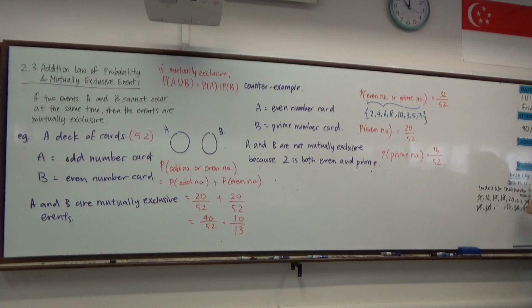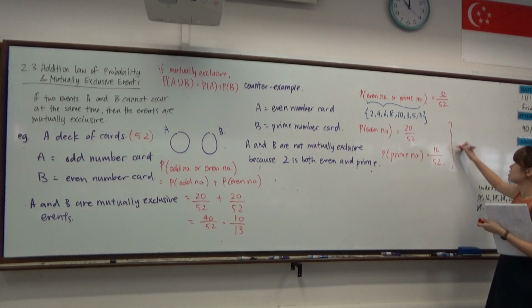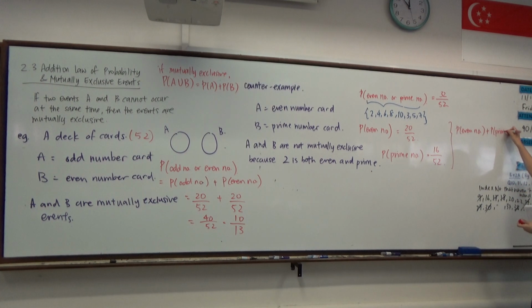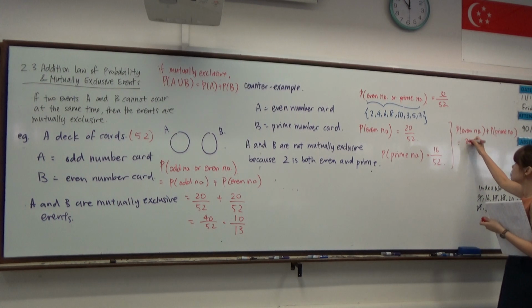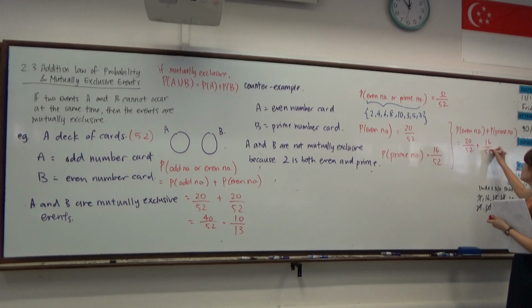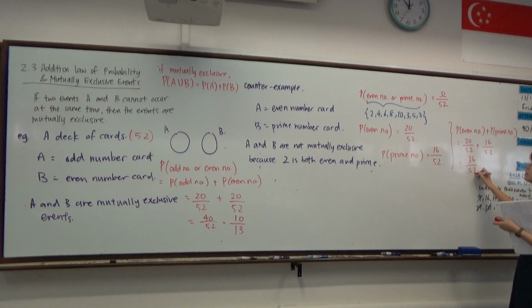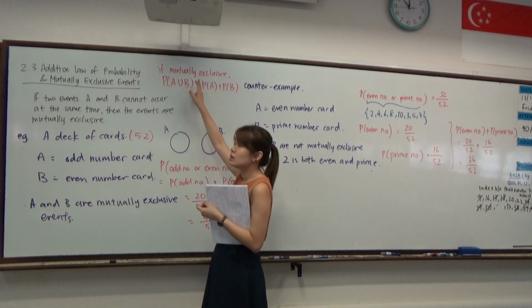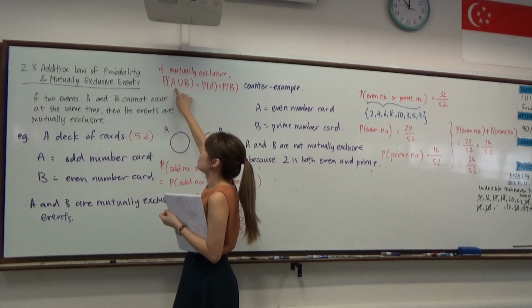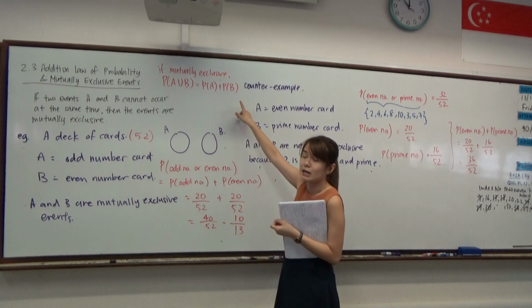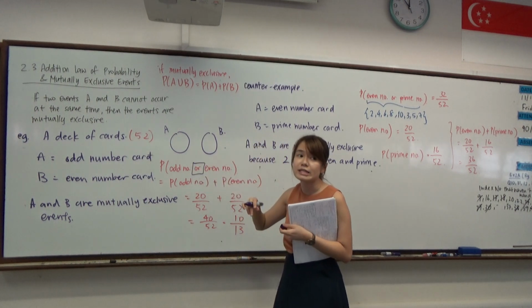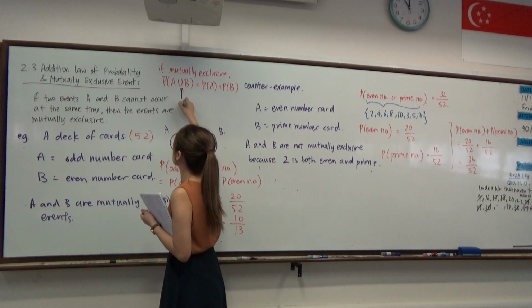Are you all following me so far? But if I were to take the probability of even number plus the probability of prime number, that will give me 36 over 52. So the probabilities don't match up. What I'm saying is that for mutually exclusive events, the probability of A union B is equal to the probability of A plus the probability of B. And I like to emphasize that usually in our wording, when you see the word or, or will represent union.